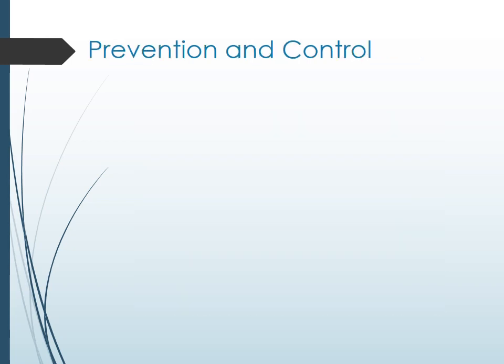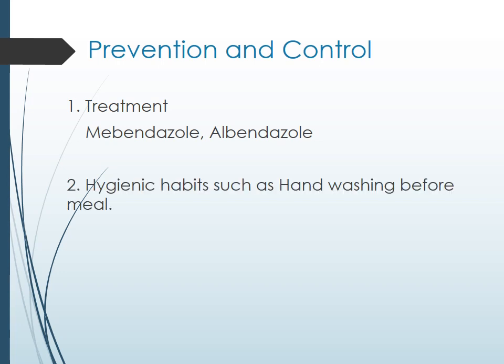And finally, prevention and control. So like other intestinal nematodes, the mebendazole or albendazole are the drug of choice that can be given. The hygienic habits play a great role because hand washing before meal is very important. The clothes of the infected person also contain the egg, so proper washing of that clothes would be very useful. So basically hygiene would prevent the infection.